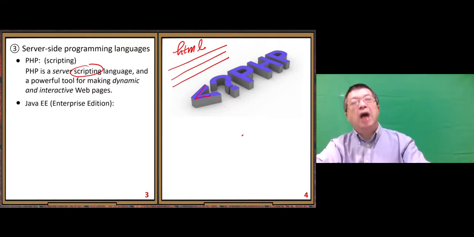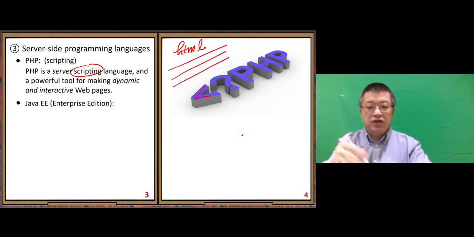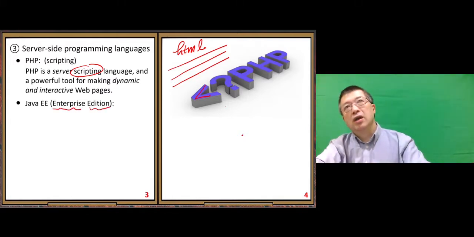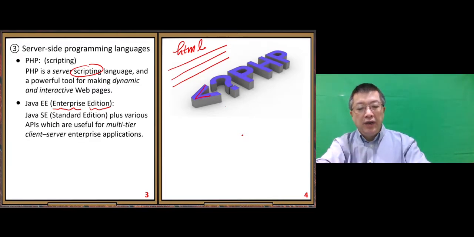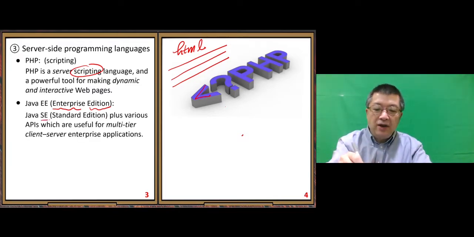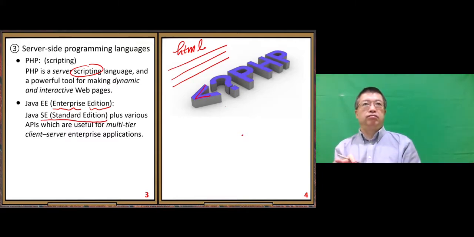Next, Java EE. But Java has several editions. This is Java EE, Enterprise Edition. We need to use this Enterprise Edition, not the SE, the Standard Edition. Standard is the minimum. That's the core Java, the minimum part. We need to use more than that.